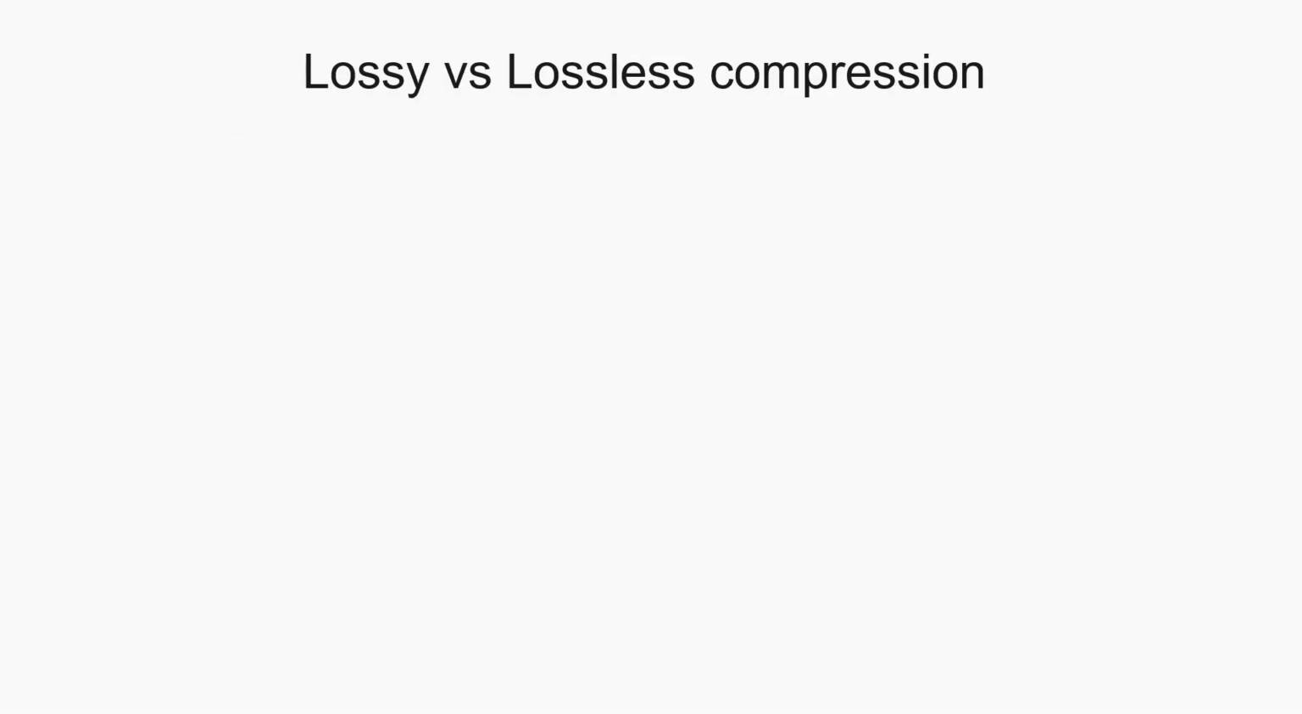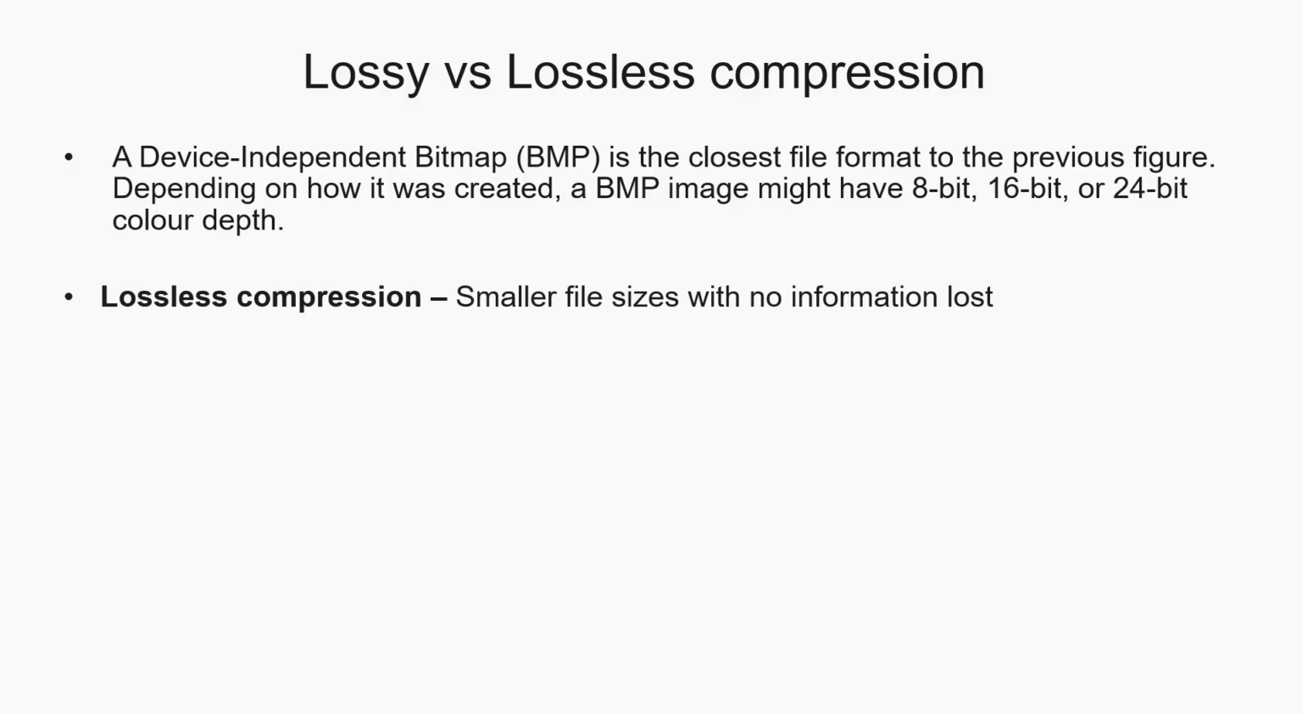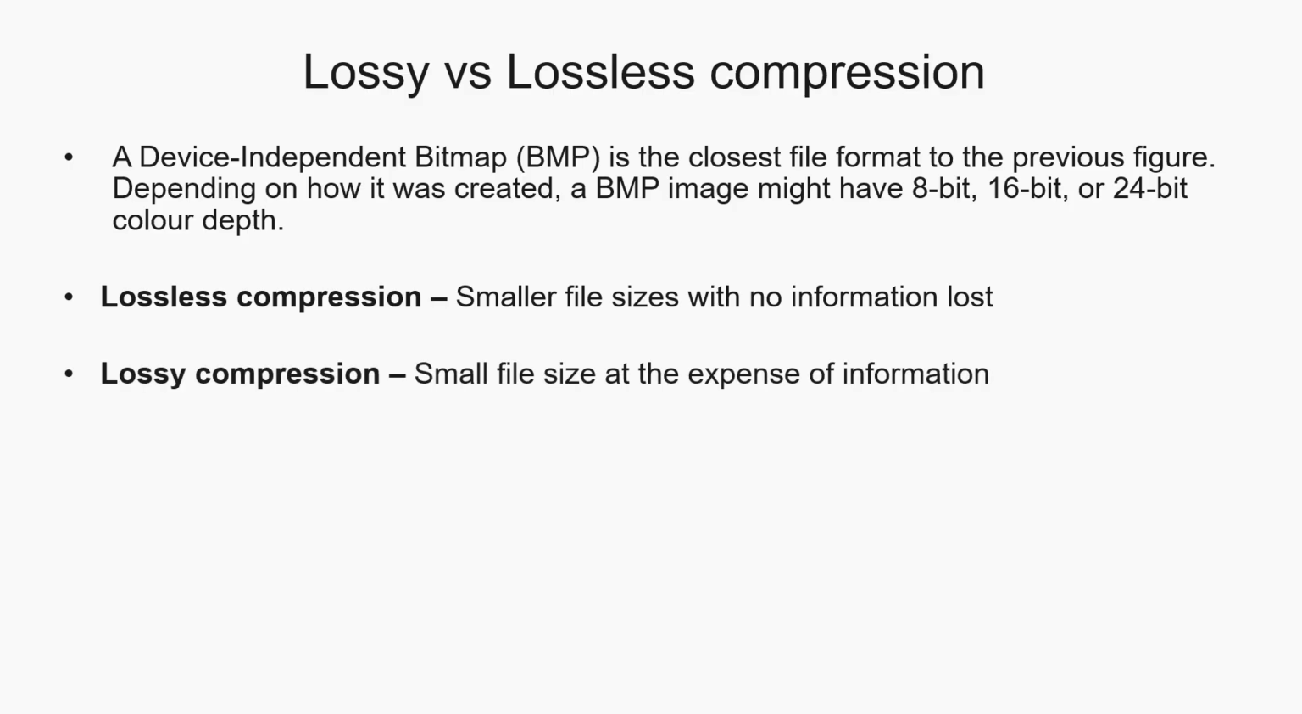One of the biggest challenges in image storage is file size. Compression techniques reduce file size by storing image information more efficiently. There are two major types of compression. Lossless compression reduces file sizes without losing any information. Lossy compression achieves much smaller file sizes, but some information is permanently discarded during the compression process.